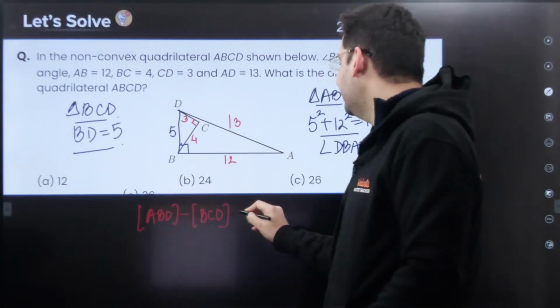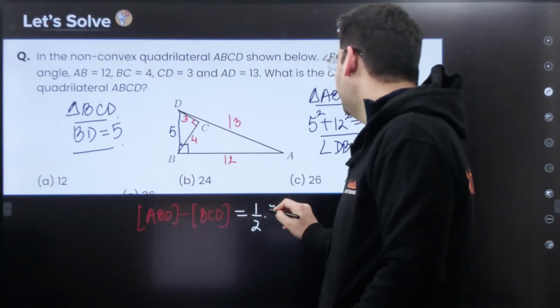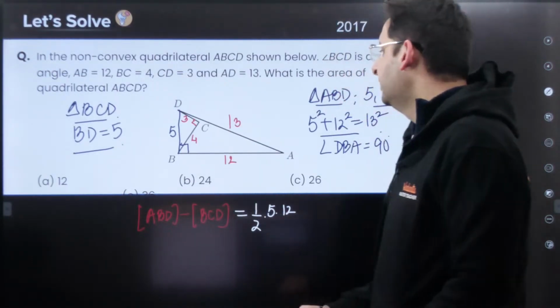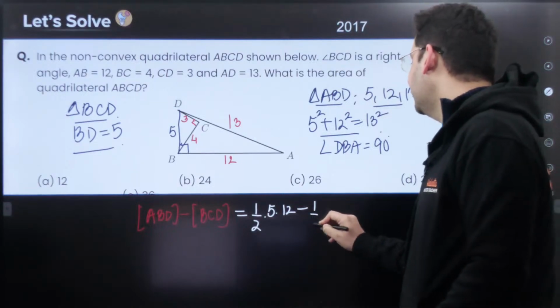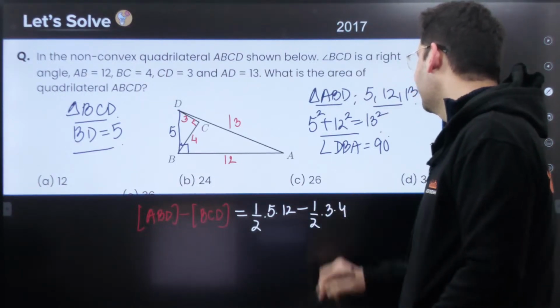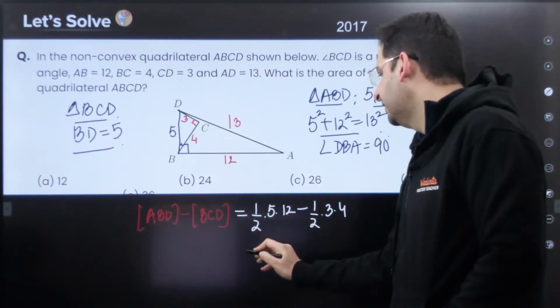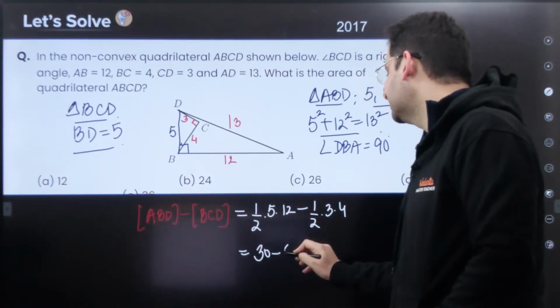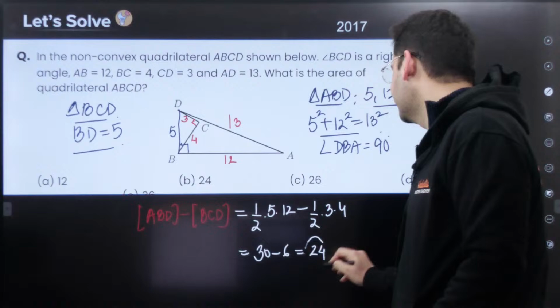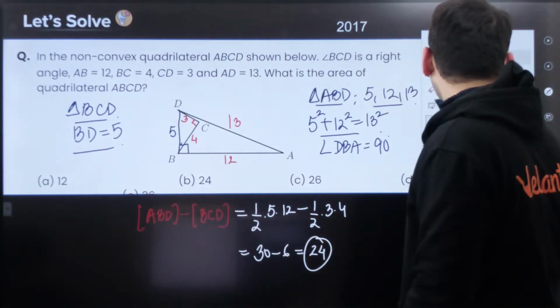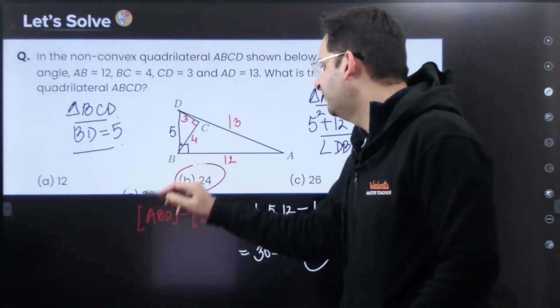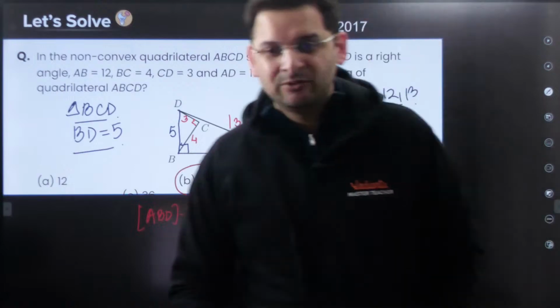So ABD is half into 5 into 12 minus half into 3 into 4. Right, so both are right angle triangles, half base height we applied. So this is 30 minus 6 comes out to be 24. So 24 is the correct answer and Manik was absolutely right.